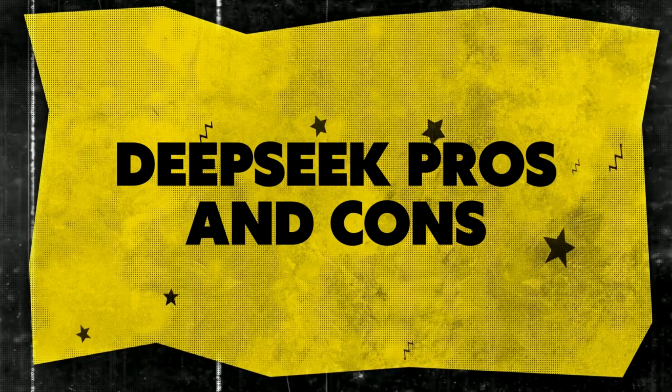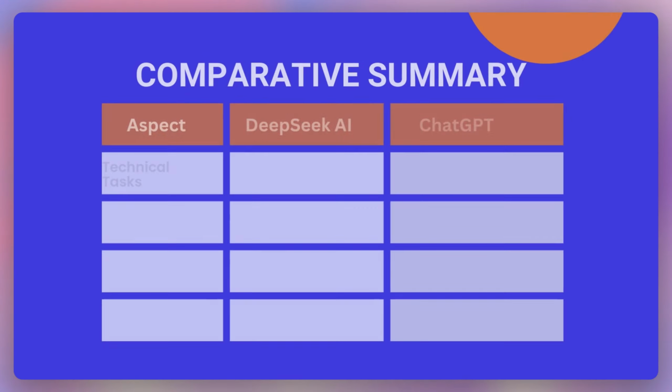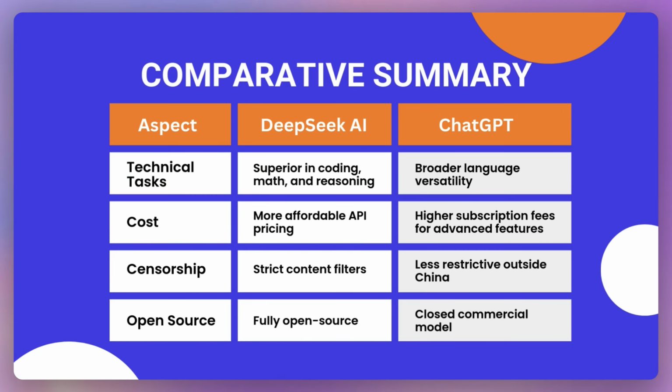Now let's see some DeepSeek pros and cons. Let's see a little comparison here. Okay, so if you look at technical tasks, DeepSeek AI is superior in coding, math, and reasoning. ChatGPT has broader language versatility. And if you look at the cost, DeepSeek has more affordable API pricing. ChatGPT has the highest subscription fee for advanced features. And DeepSeek is pretty much cheap, like 10x cheaper than ChatGPT.